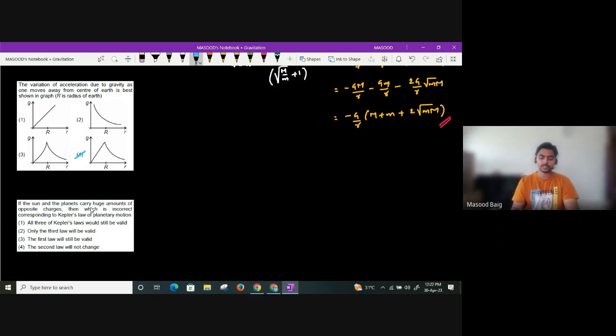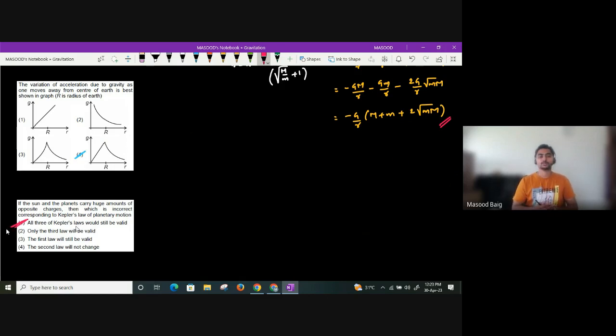If the sun and planets carry huge amounts of opposite charges, then which is incorrect corresponding to Kepler's laws of planetary motion? Sun and planets are carrying opposite charges. Means, will there be attraction only or not? Yes, so that attraction will provide necessary centripetal force. So along with gravitational force, you will also have electrostatic force of attraction here. So in this situation, what will not change? Everything will be the same only, guys. All three Kepler's laws would still be valid.